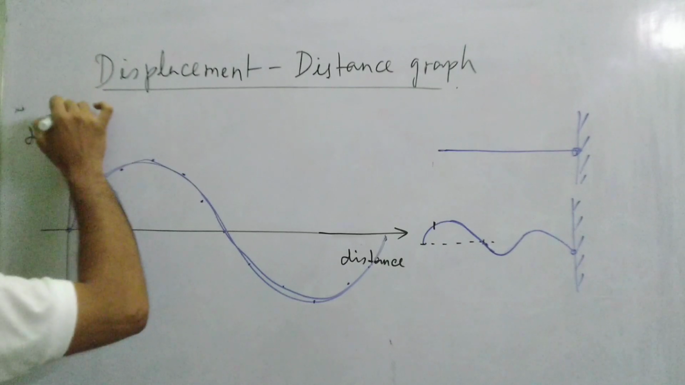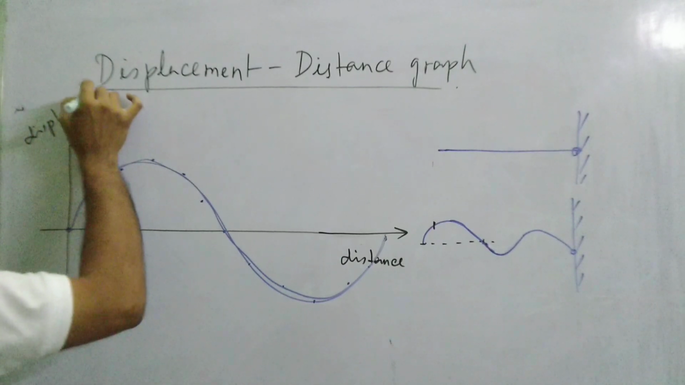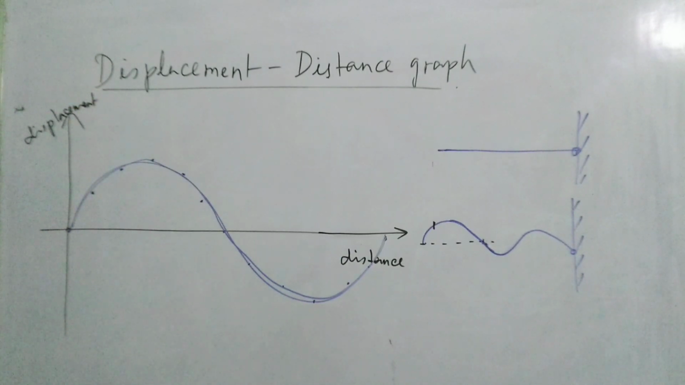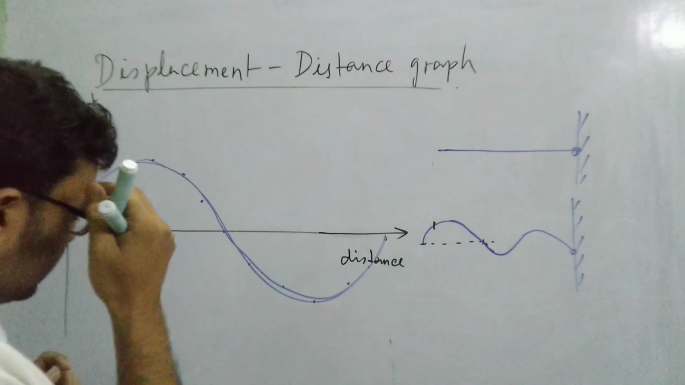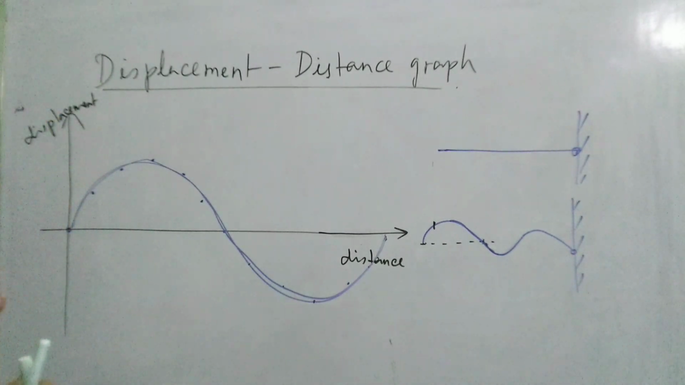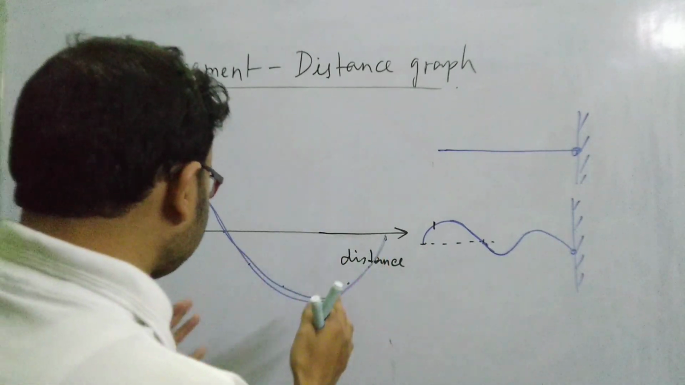So on the y-axis we are taking the displacement, and on the x-axis we are taking the distance. Basically, it will be observed that a similar kind of graph is obtained. I hope you can understand how we are plotting the displacement versus distance graph. So if you consider this kind of graph, what is this distance showing?